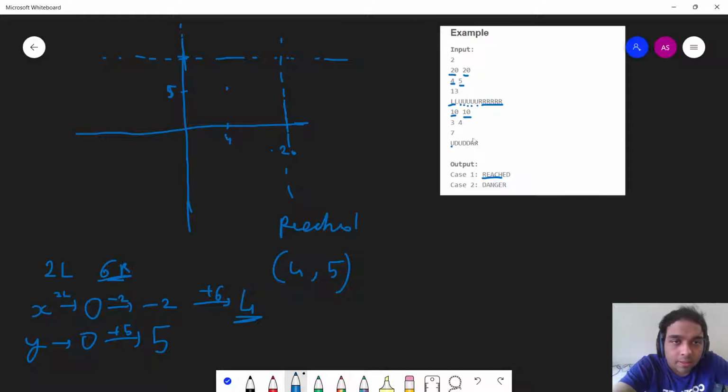Okay, so we have my 10 cross 10. Then I have my 3 cross 4 as the reaching point, and then I have my 7 length of string. So as you can see, we go up, up, so basically 2 times up, and we go 3 times down, then we go 2 times right.